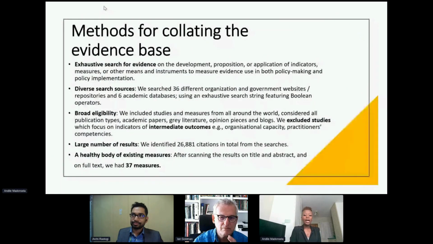So in collating the evidence base, we searched a number of websites and academic databases using an exhaustive search string. We did not exclude studies on geography, and we also considered all publication types. So we included academic papers, grey literature, opinion pieces, and so on. But studies which measured intermediate outcomes, such as organizational capacity, were not included. We searched and got over 20,000 hits, but after screening these hits, we had 37 measures from the evidence base.